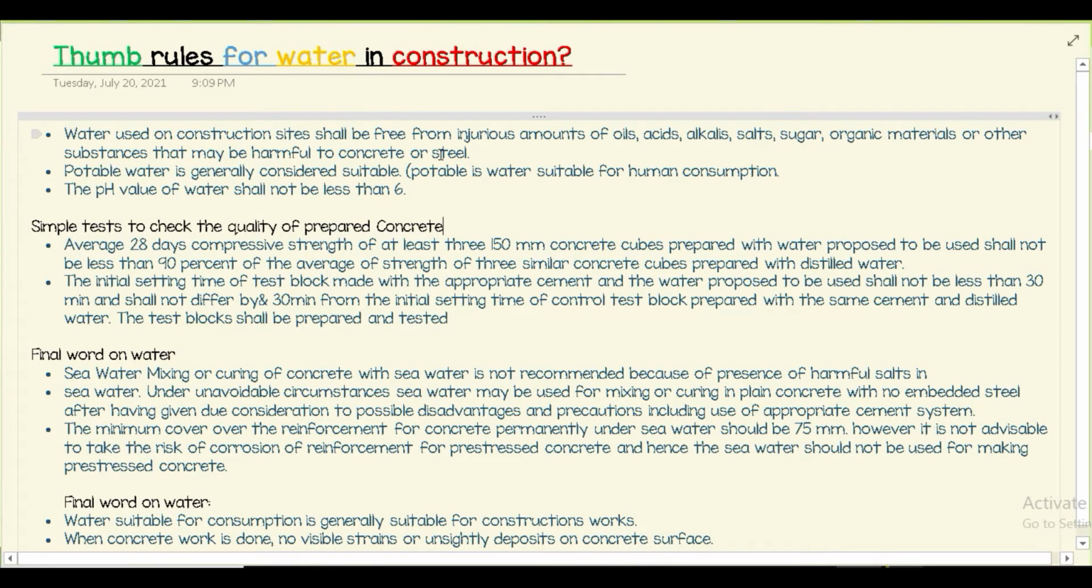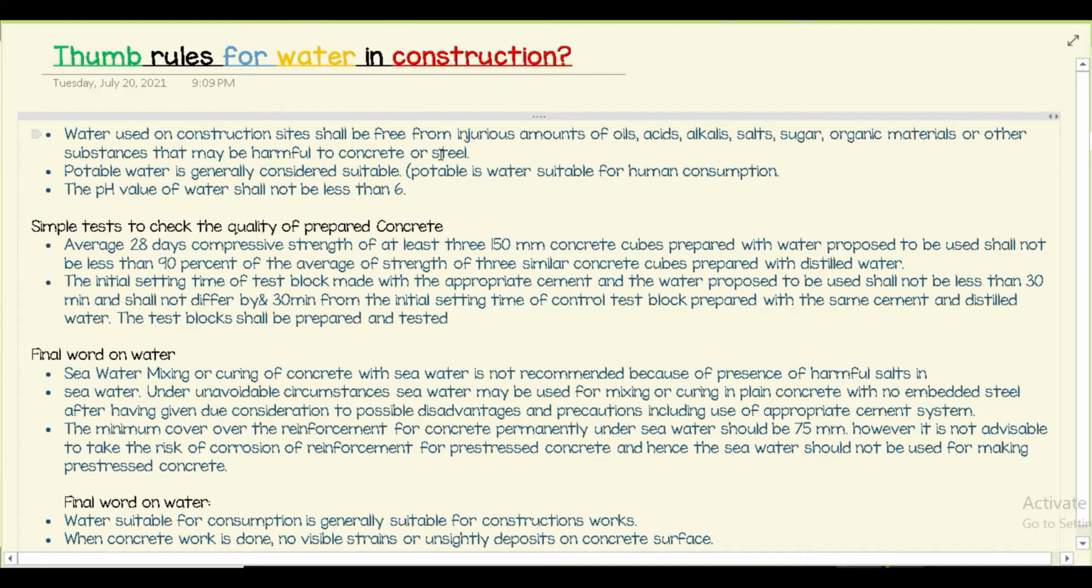Similarly, the third and the most important point is that the pH of the water should not be less than 6. On the pH scale, if you go above 7, it gets basic, and if you go below 7, it gets acidic. So the pH of water is 7 itself. That's neutral. So the water which we use on construction sites should not be less than 6. It should not be acidic. Otherwise, it's going to corrode the steel, and it's going to significantly affect the concrete and steel or any other material we have on site. So it should be basic or neutral. These two are the most suitable pH ranges for water.